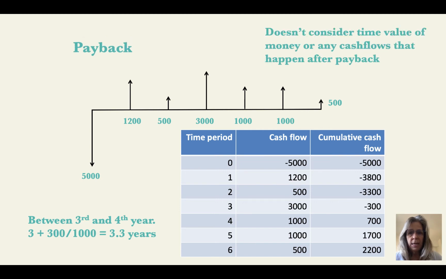Now let's look at the problems with this. It doesn't consider anything about time value of money that we've been basing a lot of our decision making on in engineering economy, and also it doesn't take into account anything that happens after the payback period. So it doesn't consider anything that happens in time period 5 or 6, and that could be a problem.